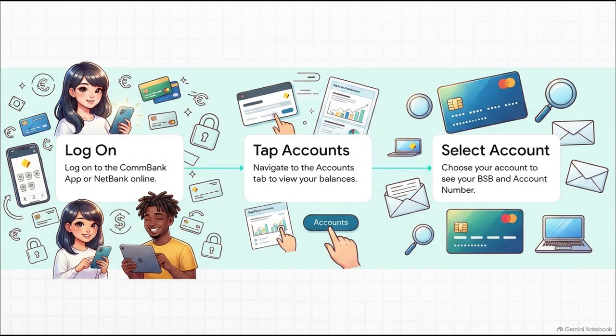And finding these details is a total breeze. Just jump onto the CommBank app or log into NetBank. Tap on the Accounts tab. Select the account you want, and boom, your BSB and account number are right there at a glance. You can also pull up past statements right in the app to double-check everything if you need to.